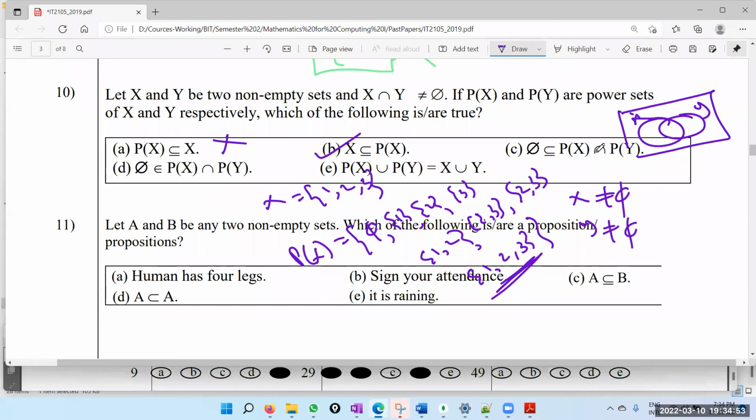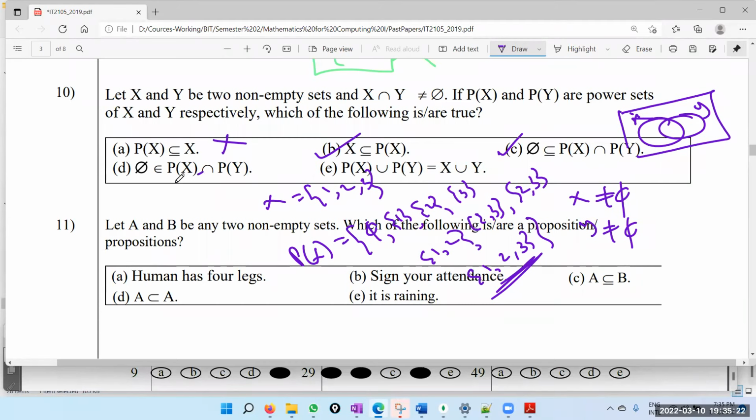Power set of x and power set of y, its intersection: phi is a subset of that. Of course, phi is a subset of any set, right? So therefore this is a general statement. Whether it is phi or not, phi is a subset of any set. So therefore we take it as true.